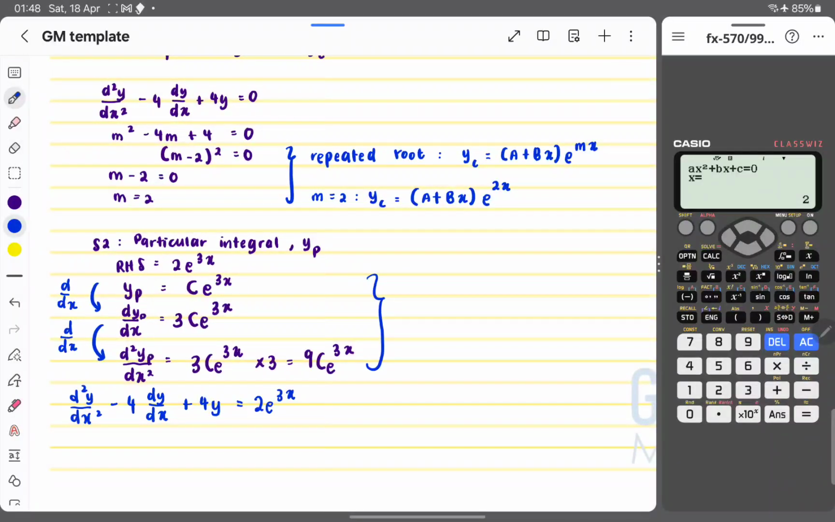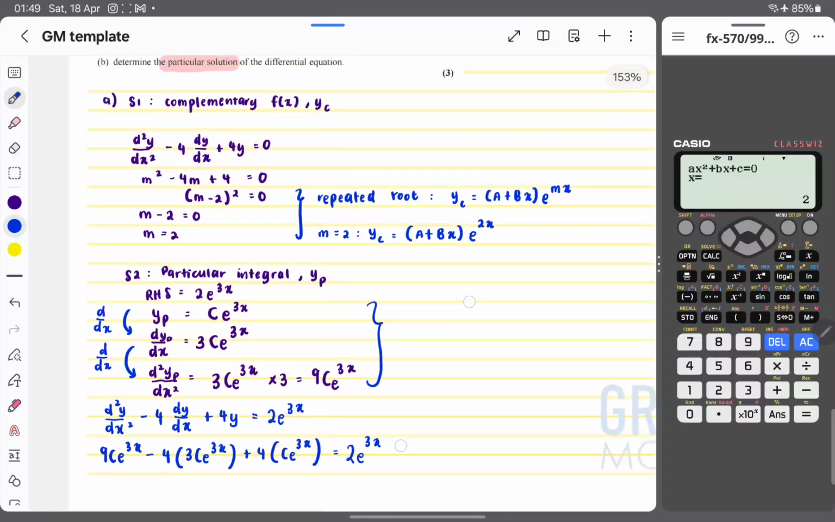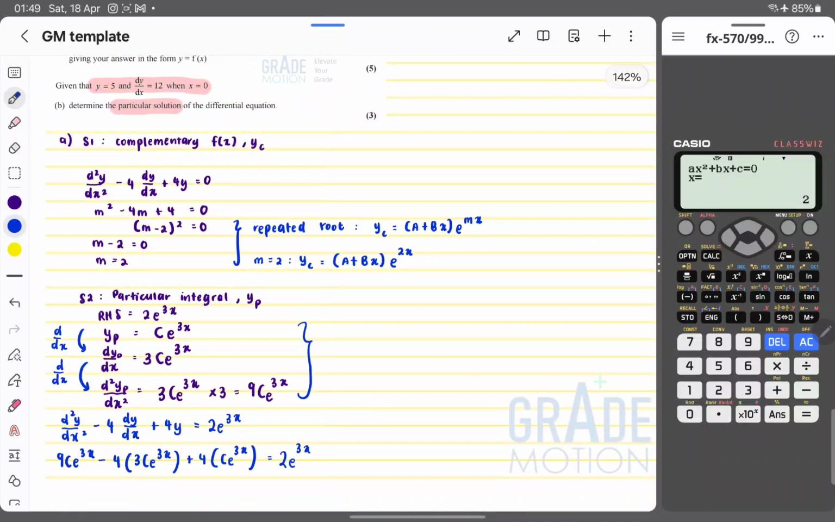So from here we will get 9ce^3x minus 4 multiplied by 3ce^3x plus 4. What is our y? ce^3x equal to 2e^3x. Okay, we'll continue on this side. Let's just draw a line.